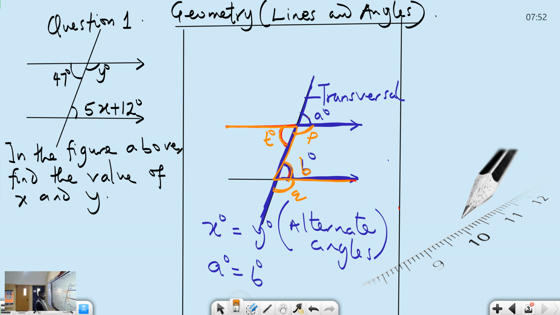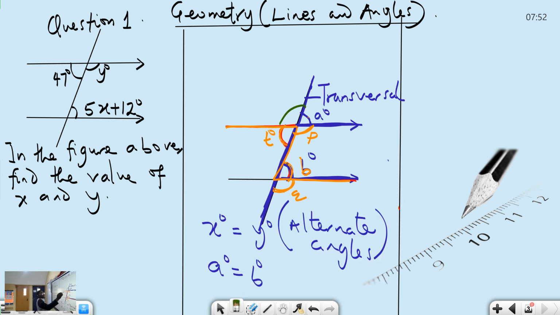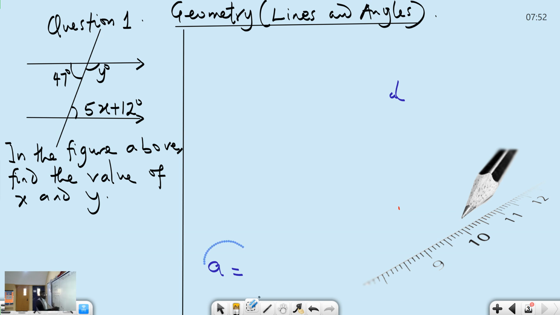You can also say this angle, let me use another color, and this angle correspond. This angle here and this angle also correspond. And you can also say this down part and this side also correspond. So those are corresponding and alternate angles. I needed you to understand that before we solve this question. So let's come back to the question now.